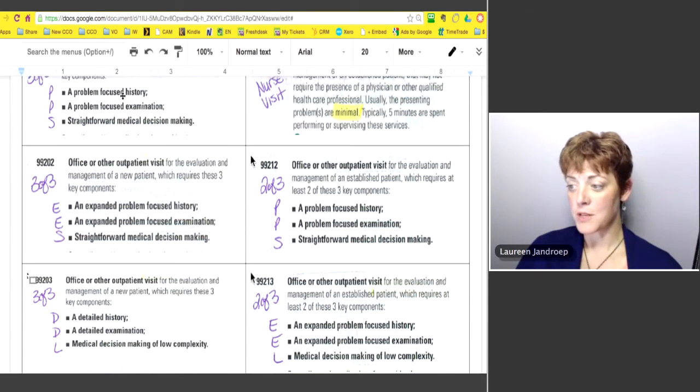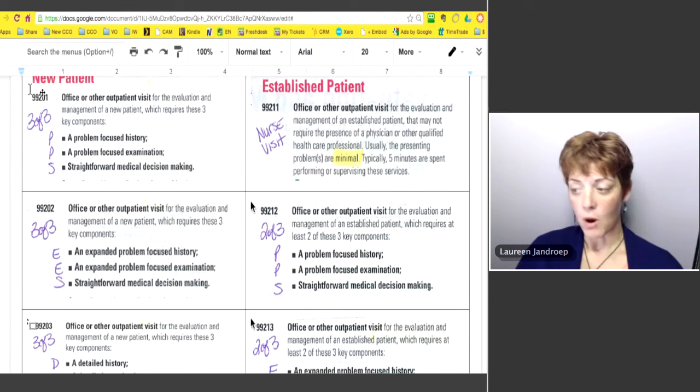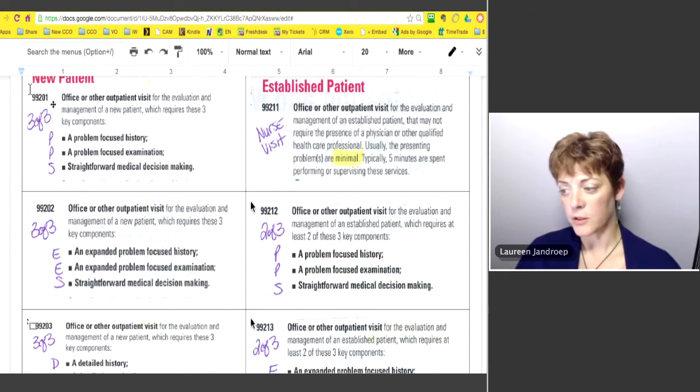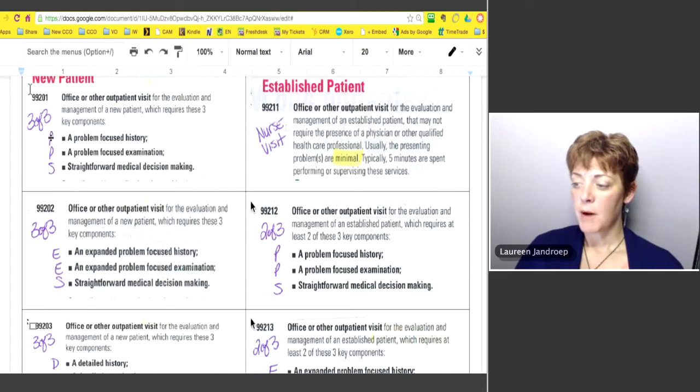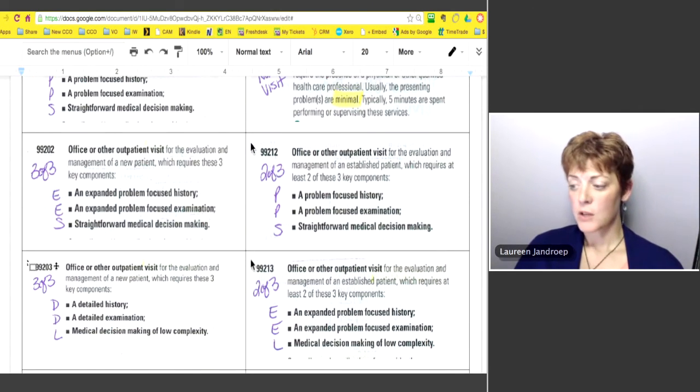So the problem-focused history shows up on a level 1 or a 99201. For shorthand, you'll hear people in the industry say a level 3, a level 4. They're just referring to the last number of the code, okay, instead of saying 99201, 99202. So in my example of a PEL, the P is showing up at a level 1, the E is showing up at a level 2, and the L is showing up at a level 3. So what do we code it as? We call that leveling.